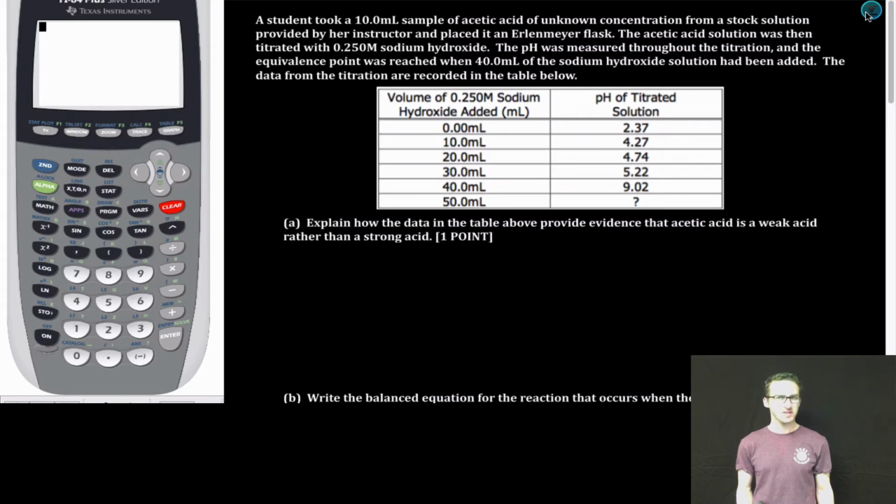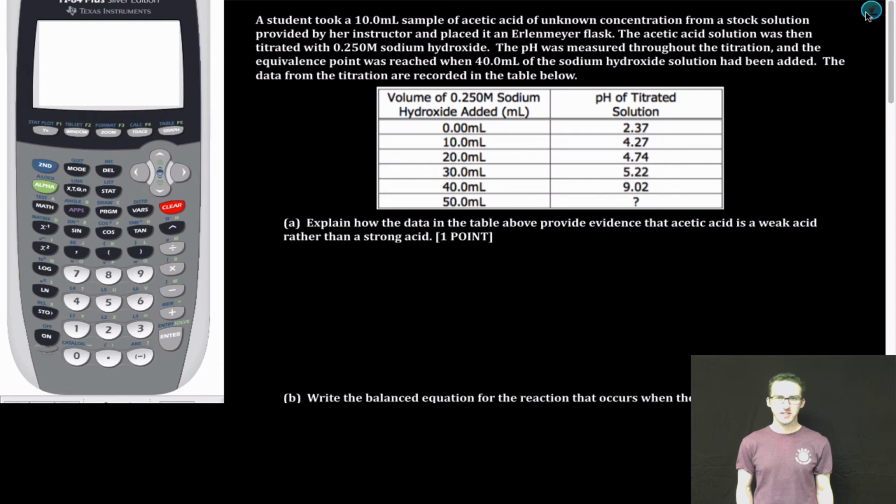The acetic acid solution was then titrated with 0.250 molar sodium hydroxide. The pH was measured throughout the titration, and the equivalence point was reached when 40.0 milliliters of the sodium hydroxide solution had been added. The data from the titration are recorded in the table below.